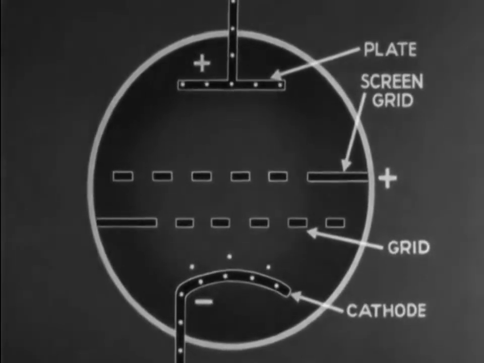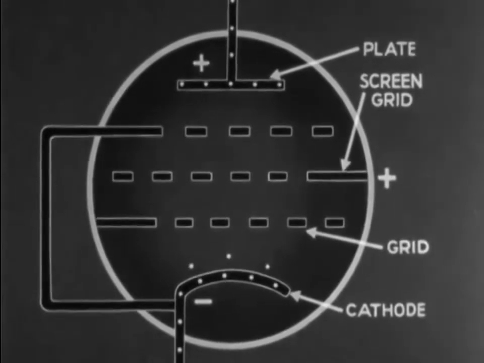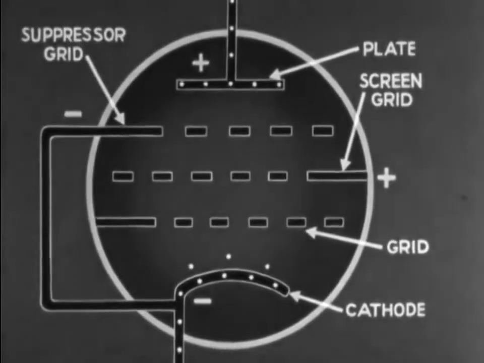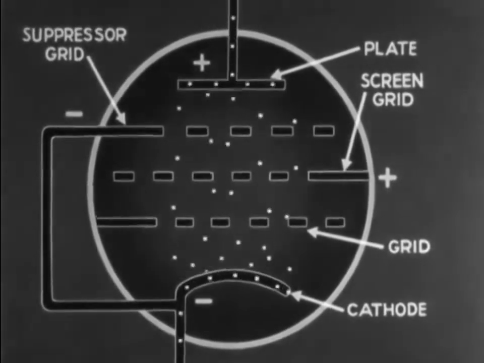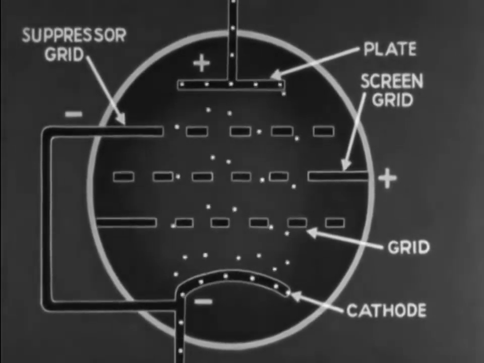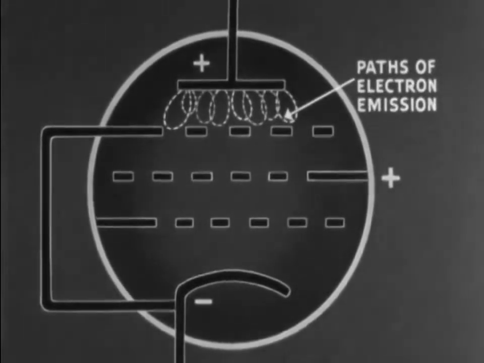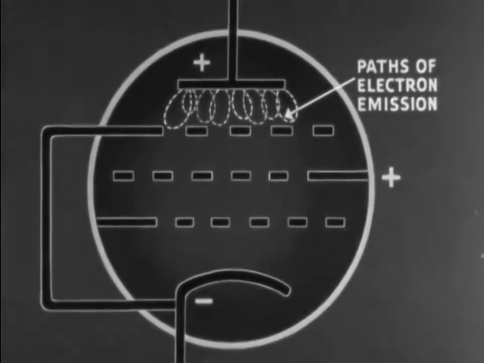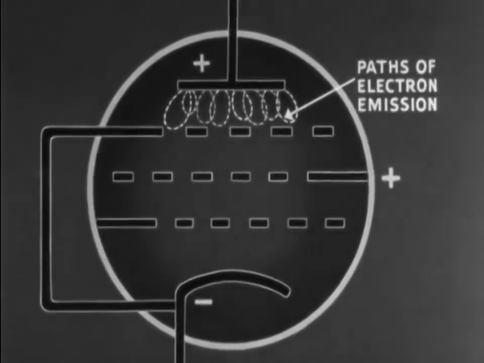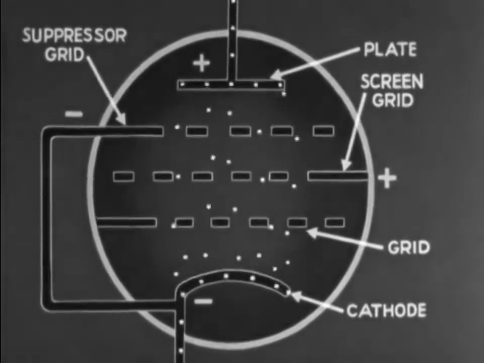A third grid may be placed between plate and screen grid. This grid is known as the suppressor grid. Electrons flow freely through all three grids, but the paths of secondary emission are shortened by the negative suppressor grid. As a result, the emitted electrons due to electronic bombardment do not extend as far as the screen grid. The pentode tube represents the highest development of the triode principle.